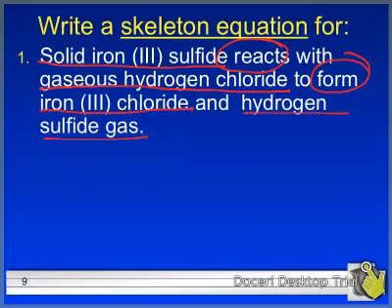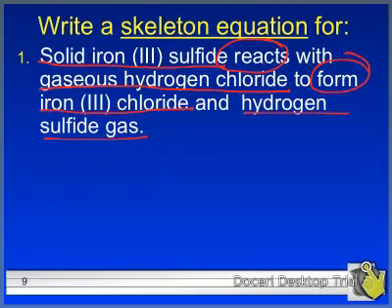You've never been asked to write a skeleton equation. So right off the bat, this honestly looks like a whole bunch of words, correct? But do I have to go back and actually reread this again? No. Now that I've read it, I start back at the beginning, and let's do one compound at a time.